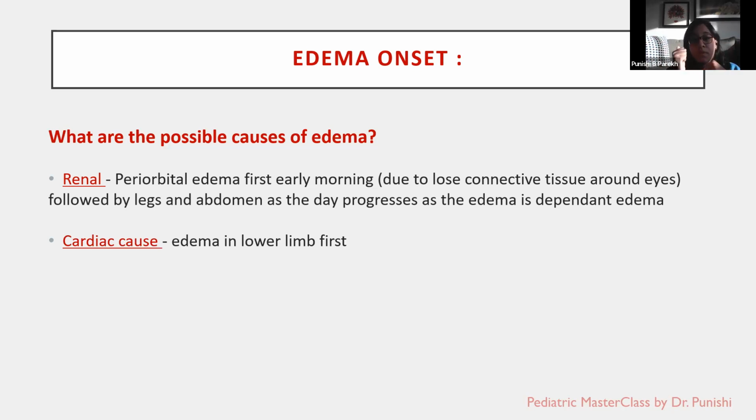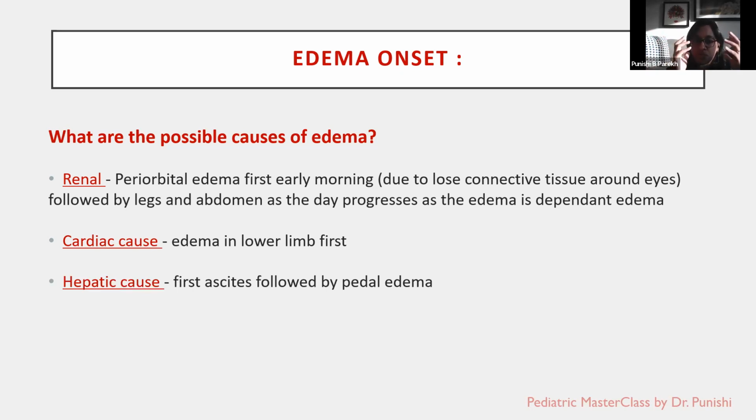The second cause of edema could be cardiac. In a cardiac cause, you will have edema in the lower limbs first. Why do you have edema in a cardiac cause like CCF? The heart is weak, it cannot pump blood to the body, so blood starts accumulating in the veins and begins to pool first in the feet and the legs. That's the reason why in a cardiac cause you will have edema first in the lower limbs. And obviously, associated with that, you will have cardiac symptoms as well.